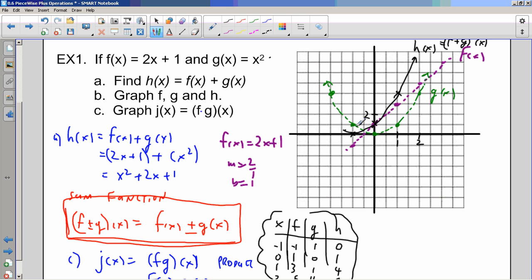So for each input, an input of -1, I go +1 times -1 is -1, and I get a point on j. Then I go 0 times 1 is 0. 1 times 3 is 3. And these are all points on j, this function j. Now I go 4 times 5 is 20, way up. So it's going to go up very quickly. And in fact, these are the only points I'm going to get on there.